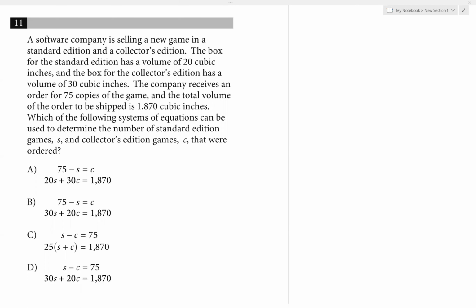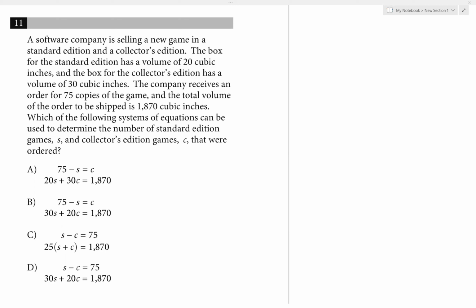All right, number 11. A software company is selling a new game in the standard edition and a collector's edition. The box for the standard edition has a volume of 20 cubic inches, and the box for the collector's edition has a volume of 30 cubic inches. The company received an order for 75 copies of the game, and the total volume of the order to be shipped is 1,870 cubic inches. Which system of equations can be used to determine the number of standard edition games S and collector's edition games C that were ordered?